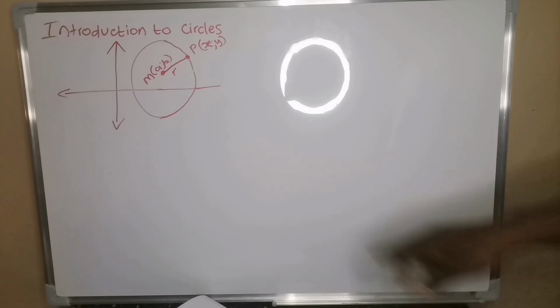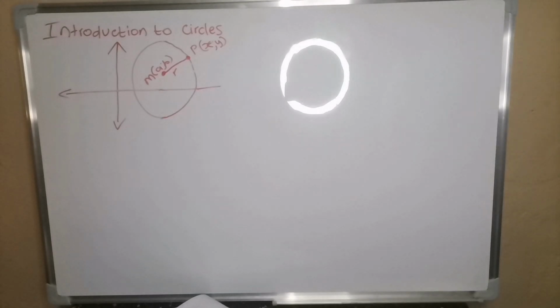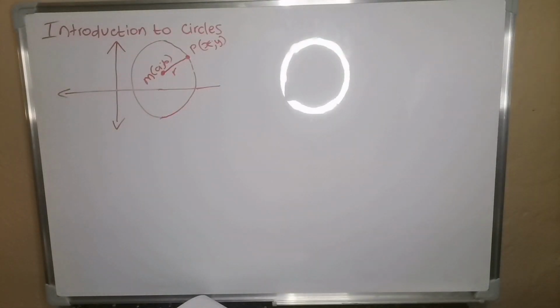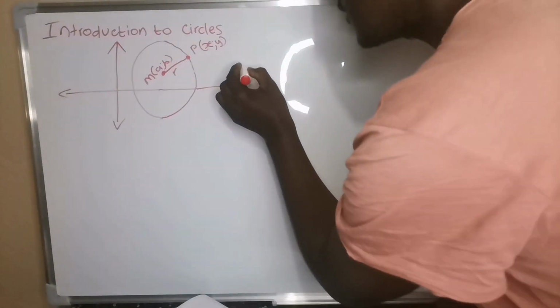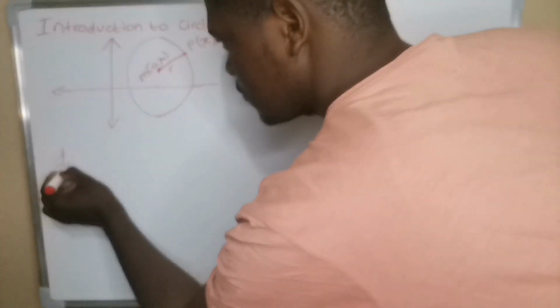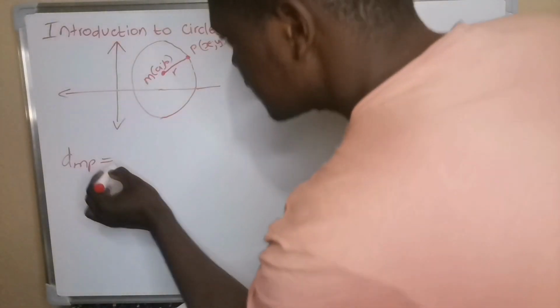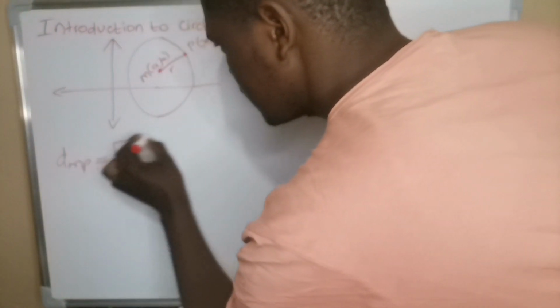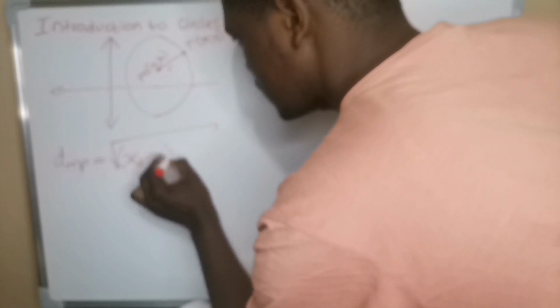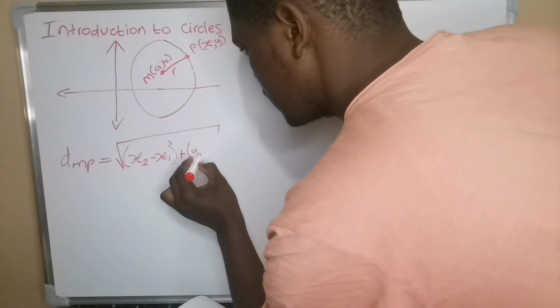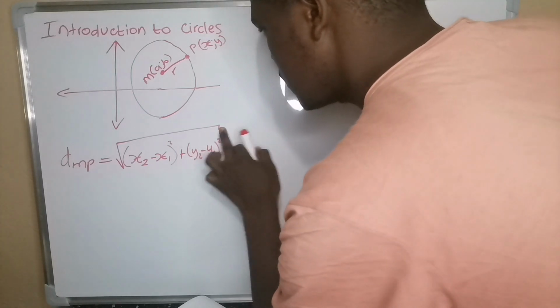So now, how do you find the distance from M to P? That is going to be our basis today. How do you find the distance from this point on the circumference to our center? Which formula do we use? Remember, let's find the distance from M to P. Distance from M to P is equal to the square root of x2 minus x1 squared plus y2 minus y1 squared.